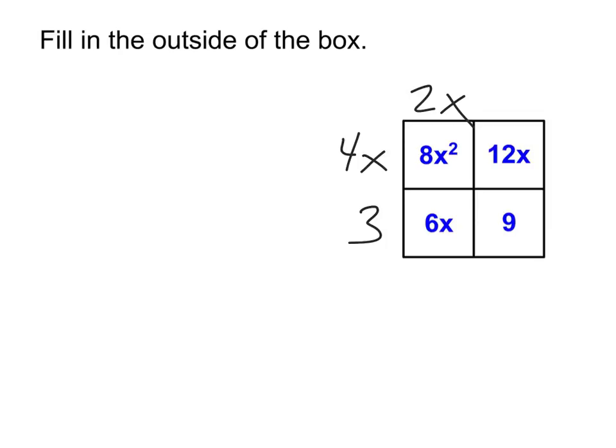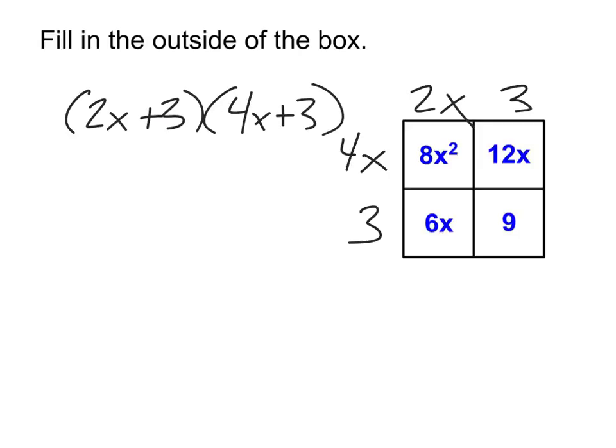And then 4x times what would give me 12x? 3. And again, we can check ourselves. Does 3 times 3 give me that 9? Yes, it does. And so then that is the correct outside of that box filled in, which means we just factored that polynomial that we had represented on the inside as well. Because really that tells me that that whole thing factored to be 2x plus 3 from the top, and then 4x plus 3 down the side.